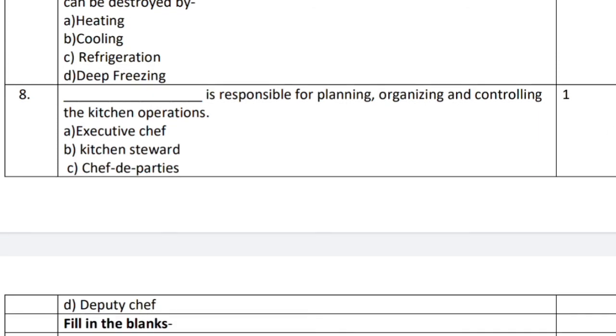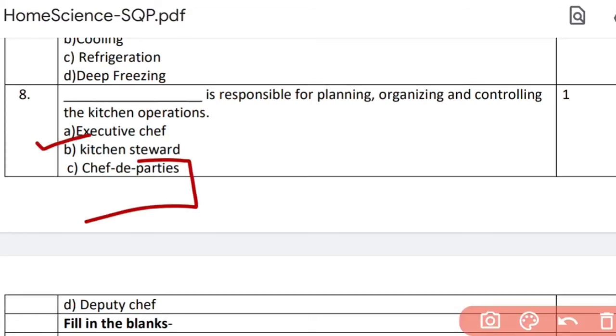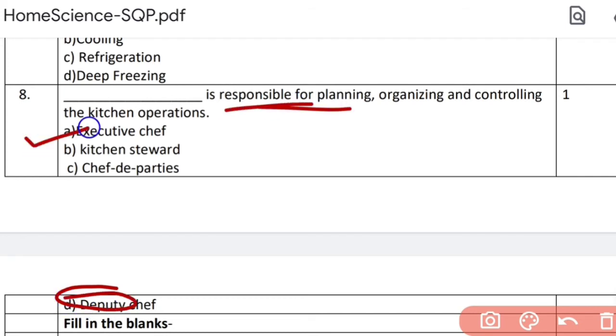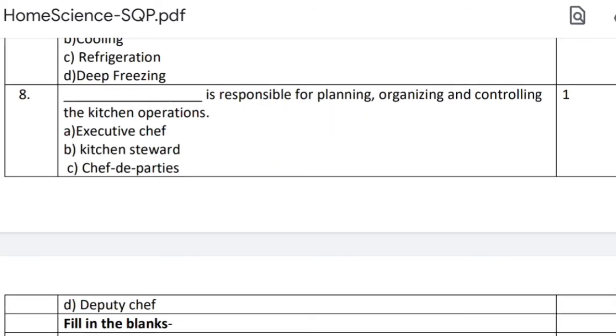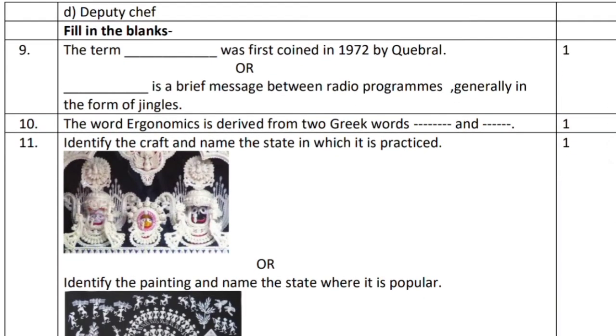Now we come to 8th question. Dash is responsible for planning, organizing and controlling the kitchen operations. Here we are talking of the kitchen operations. So try and understand. Kitchen steward, if it is a steward, he cannot be the one organizing. Chef de parties, he'll be dealing with the parties. And deputy chef, if it is deputy, he will not be the sole responsible person. So what remains is executive chef, that is A. So in the eighth, A is the right answer.